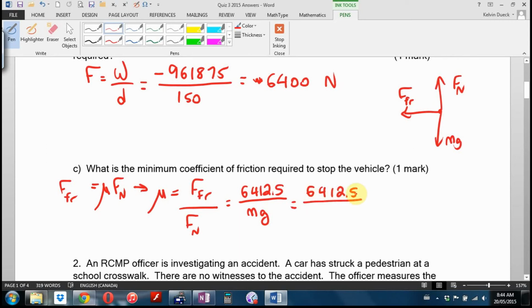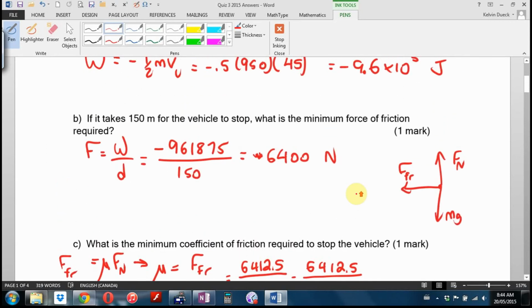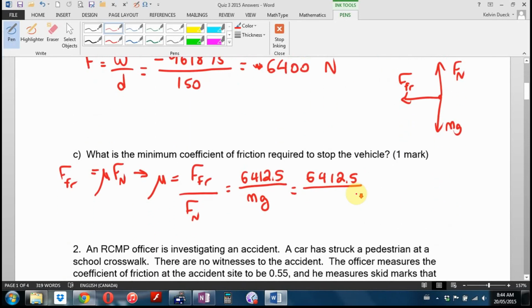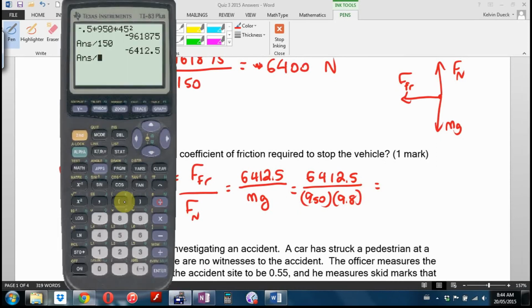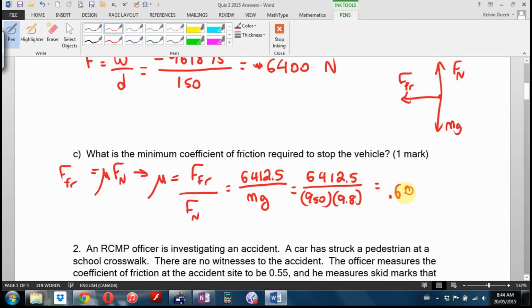6412.5 divided by, please tell me, did I give you the mass? 950 times 9.8, divided by bracket 950 times 9.8. I'm going to ignore the negative, but is mu 0.69? Yep. Units? None. Good. Okay. I think I told you before we started marking, but I'll say it. I like this question. You know what? I like every one of these questions.